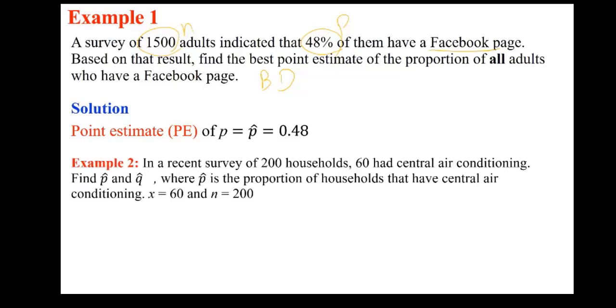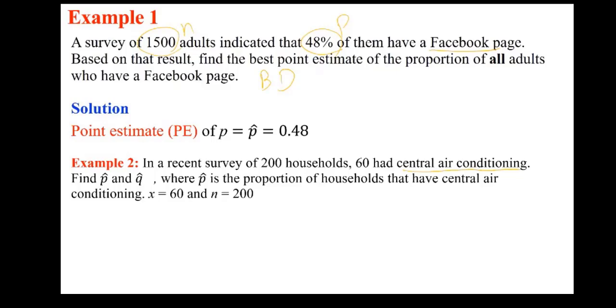Excellent. In a recent survey of 200 households, 60 had central air conditioning. Find p hat and q hat, where p hat is the proportion of households that have central air conditioning. x is equal to 60 and n is equal to 200. Notice that there are two outcomes. That's the main thing. Of course, with independence, the probability stays the same. All of the above is fine and dandy. But understand, we have central air conditioning or we don't. Two outcomes. So it's a binomial distribution.